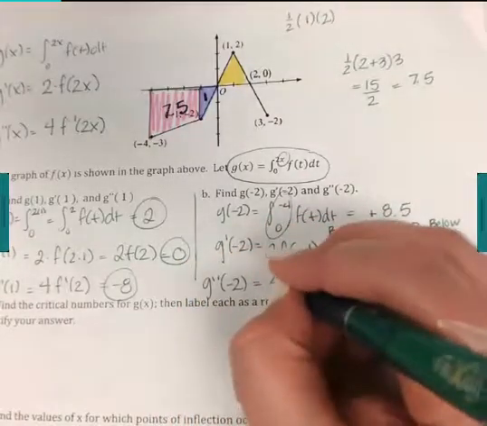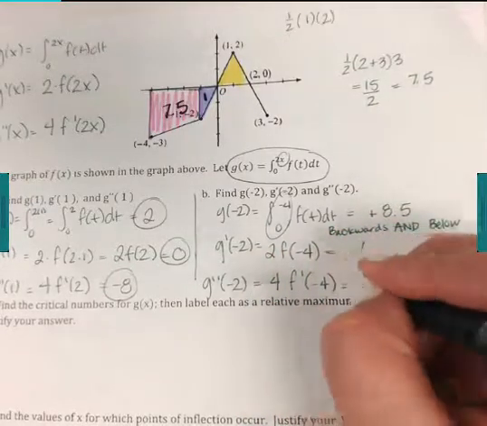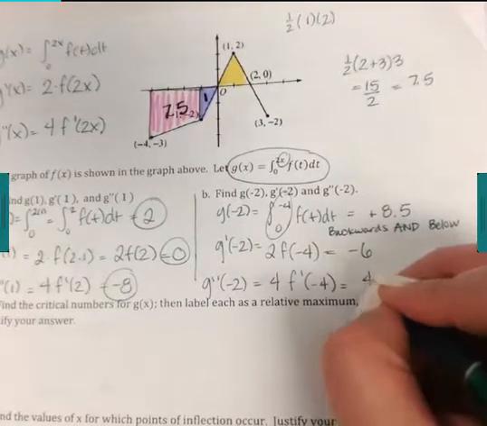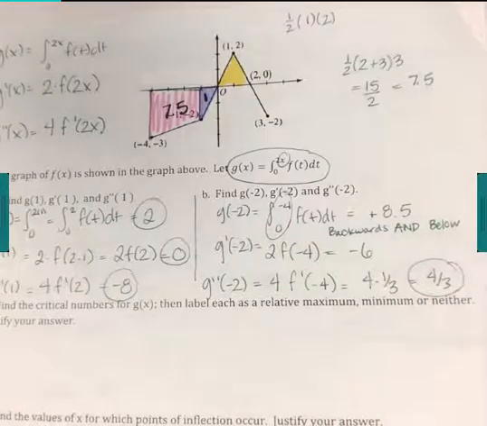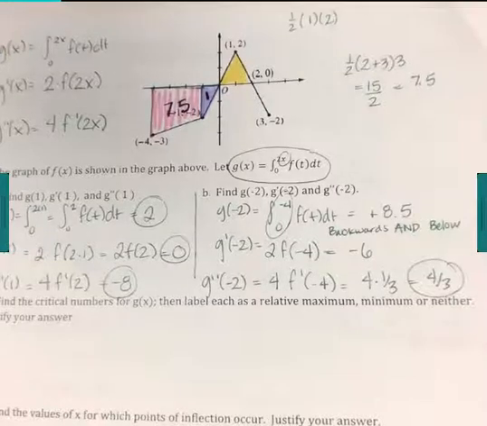4 times F prime at negative 2 plugged into 2x is still a negative 4. But this time I'm going to be looking at what in the graph? The slope. So I'm looking at this little line segment, count from the pretty points. So I count up 1 over 3, so it's a third. Yeah? So then I'd have 4 times a third is 4/3. Make sense? Okay, it's going to get a little bit worse before it gets better. Okay? A little bit worse.